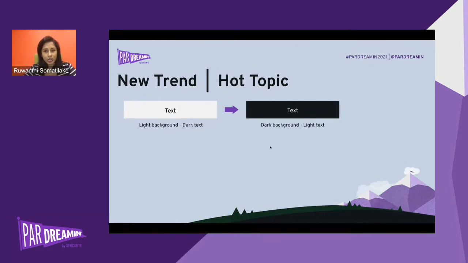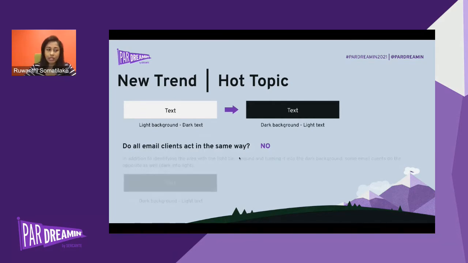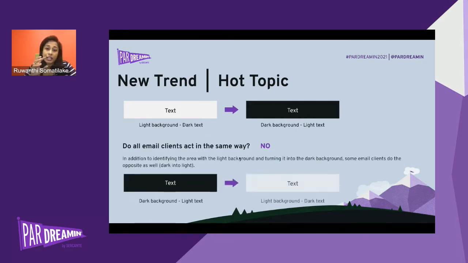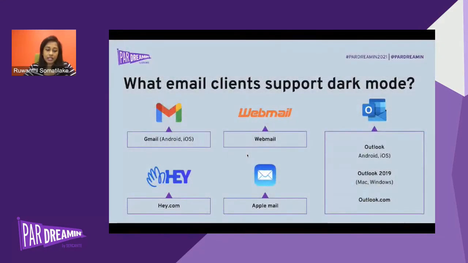Let me ask you one question. Do you think that every email client acts the same way? Unfortunately, no. Some email clients do the opposite as well. They identify dark background and light text and convert them to light background and dark text. But not every email client supports this. These are the email clients that support dark mode, but that doesn't mean they handle your emails in the same way. Overall, we all know that email rendering is complex. Also, dark mode is adding another layer of complexity.